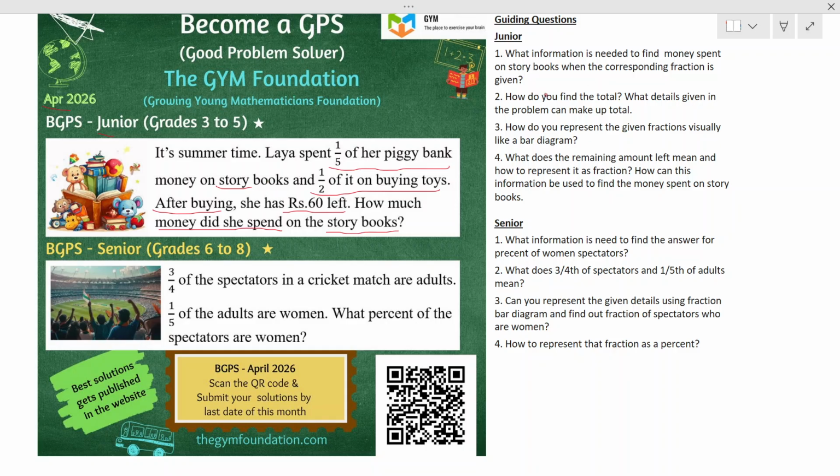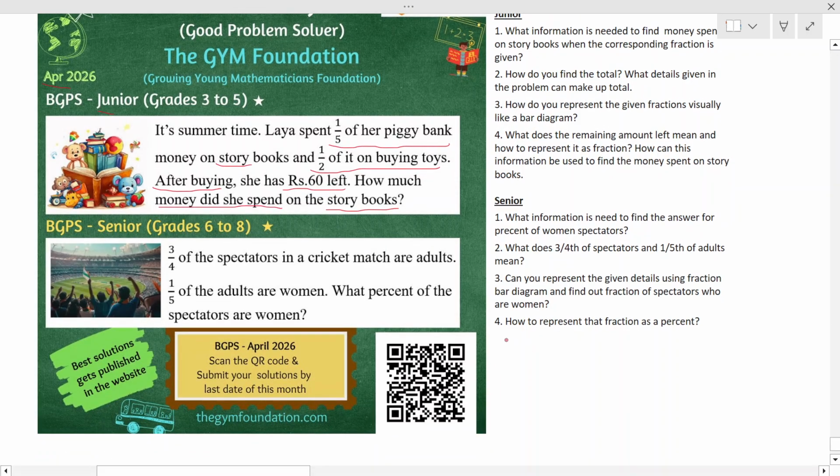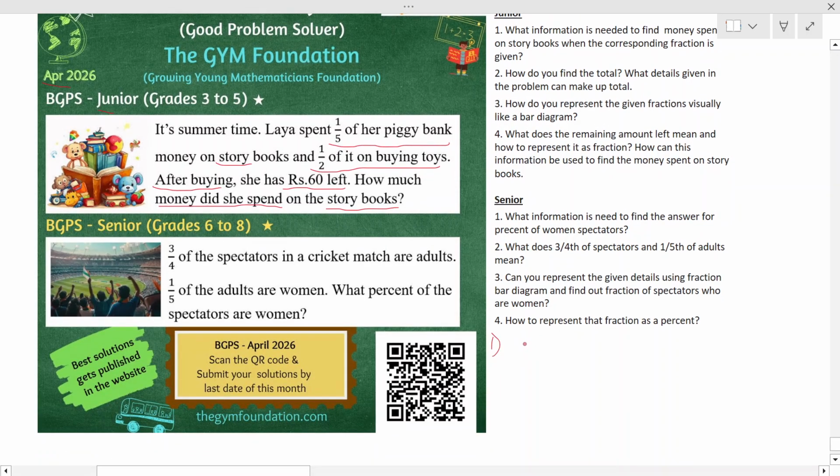Let's see what guiding questions you can ask. What information is needed to find money spent on storybooks when the corresponding fraction is given? You know that it is one-fifth of her piggy bank, and what is that amount? To find that, what is the information you need? The first information you need is the money in her piggy bank initially. Once you know that, you can easily find it because it is one-fifth. But how to find that money is the question. What data given in the problem can make up the total? So you need to find the total money in the piggy bank.